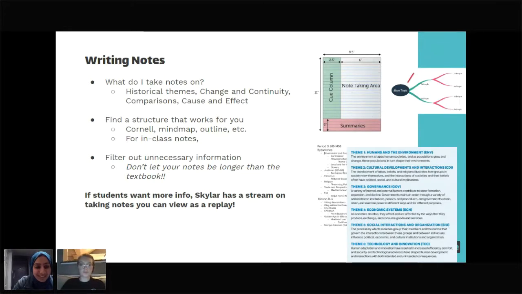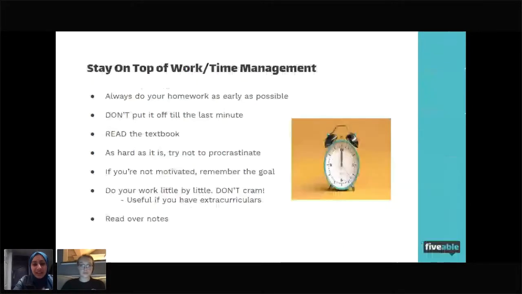Okay. So the next thing that's pretty important is to stay on top of work and time management. I know a lot of us, we don't like to read the textbook. It's like 30 pages per chapter, but it's important to stay on top of the work and keep up with the curriculum so we don't fall behind, because it's going to catch up before the AP exam if you have to go and learn everything that you didn't read.